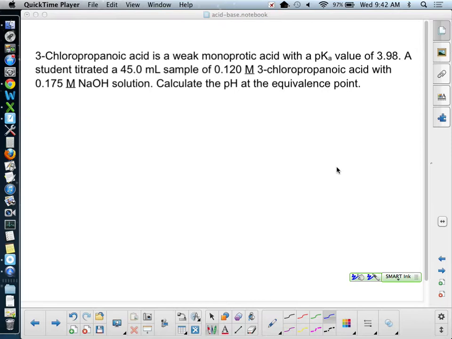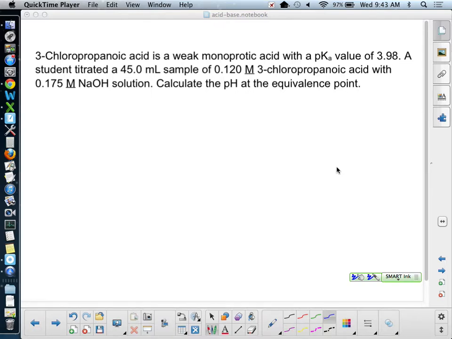So this is an example of a titration curve problem where you are given all of the information about the titration, namely the acid, the Ka value for the acid, the concentrations and volumes, and the point is to calculate the pH at the equivalence point. 3-chloropropanoic acid, we're just going to abbreviate that as HA. What do you think is the first thing to do?